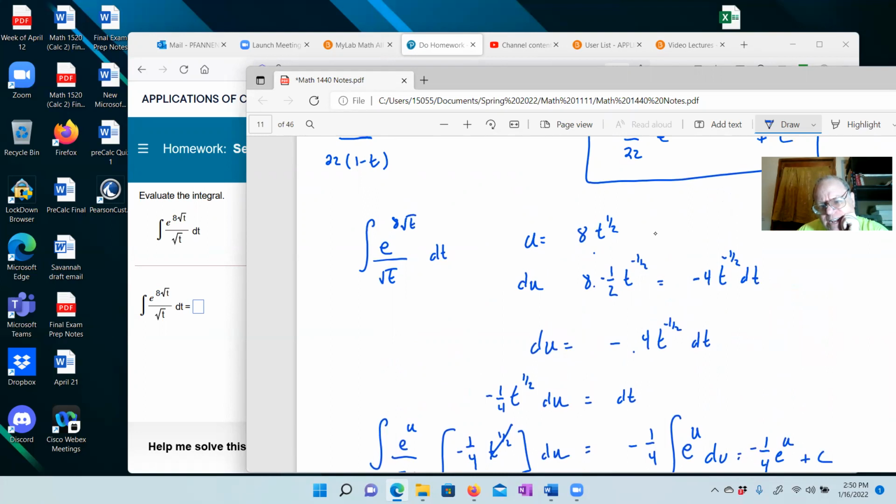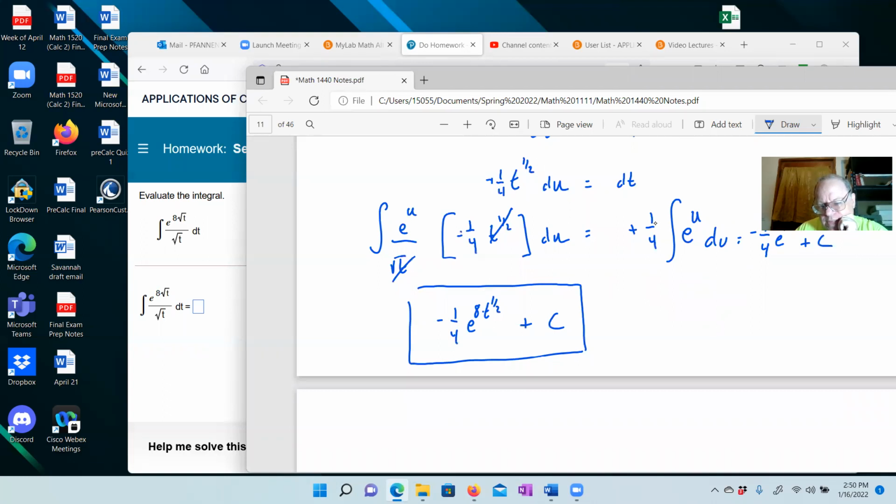Let me double check my sign here. I think when I take my derivative, this was 8 times 1/2 t to the 1/2. So let me go back and change my mind here, because this was 4t to the 1/2. So I think that's a positive. It's a positive. These are positives, positive, and then finally positive. Okay, that looks a little bit better to me.